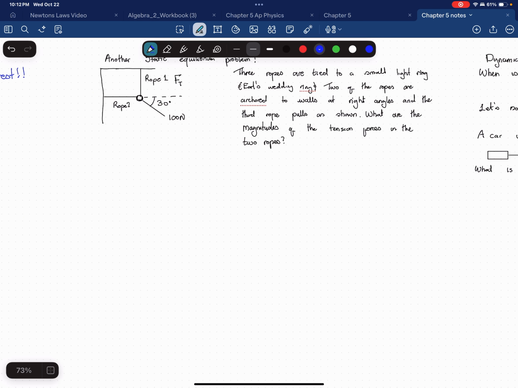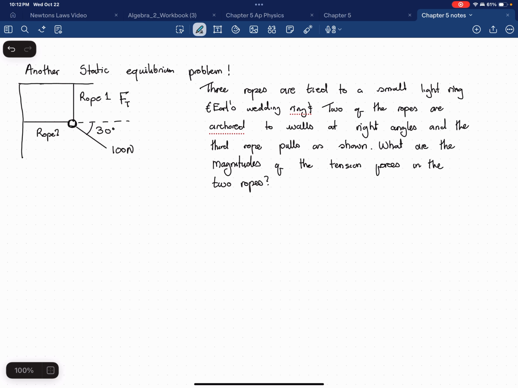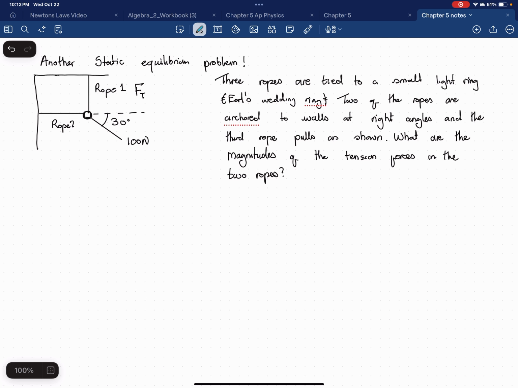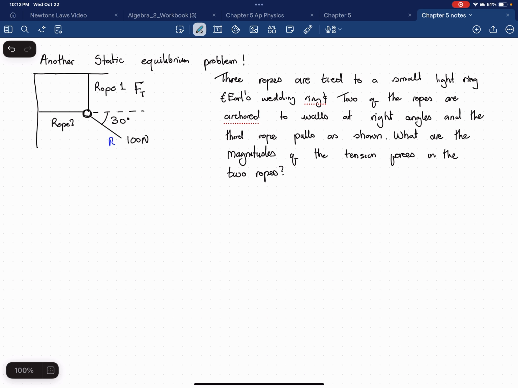Let's do one more static equilibrium problem. Hold on, there's a lot going on in my notes right now. All right? So we have 3 ropes on a ring. We have 3 ropes, and they're tied to a small light ring. Let's say this is Earl's wedding ring. Yeah, Earl's a penguin and he's married and has disposable fingers. So anyway, rope 1 and rope 2 are anchored to walls at right angles, and the third rope as shown. So this is the third rope, rope 3.